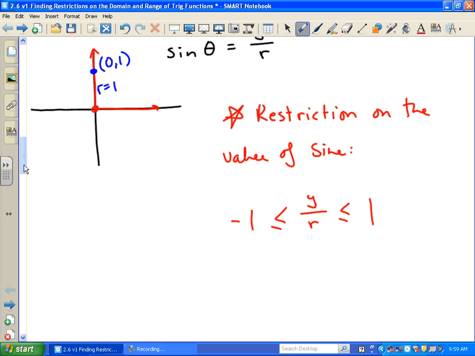Next, I will say that similarly, the other trig functions have these particular restrictions on their domain and range. I will do that in the next video lesson.